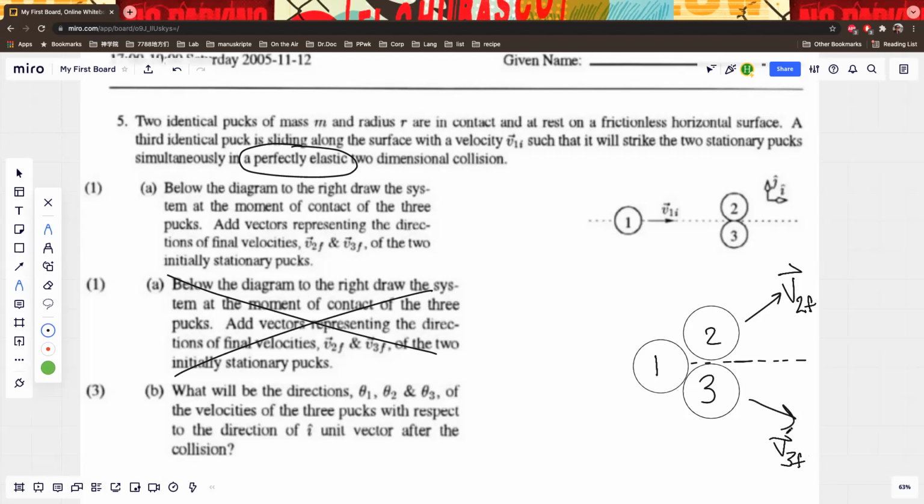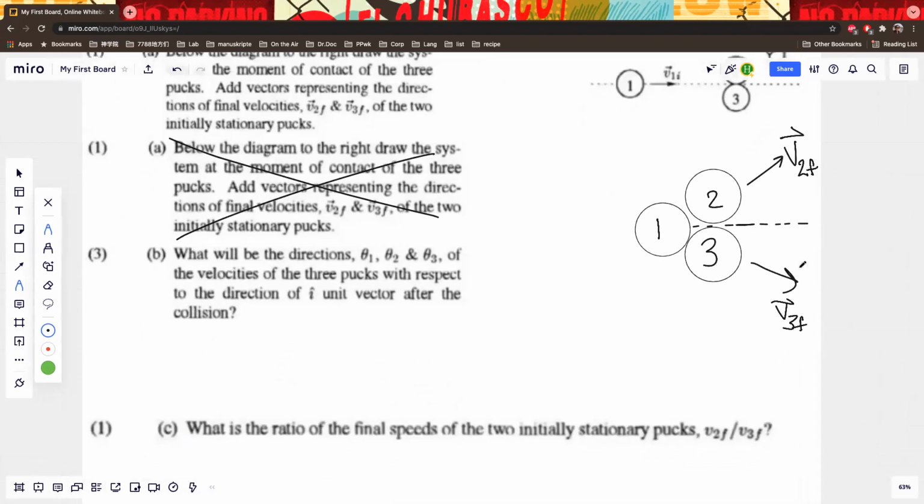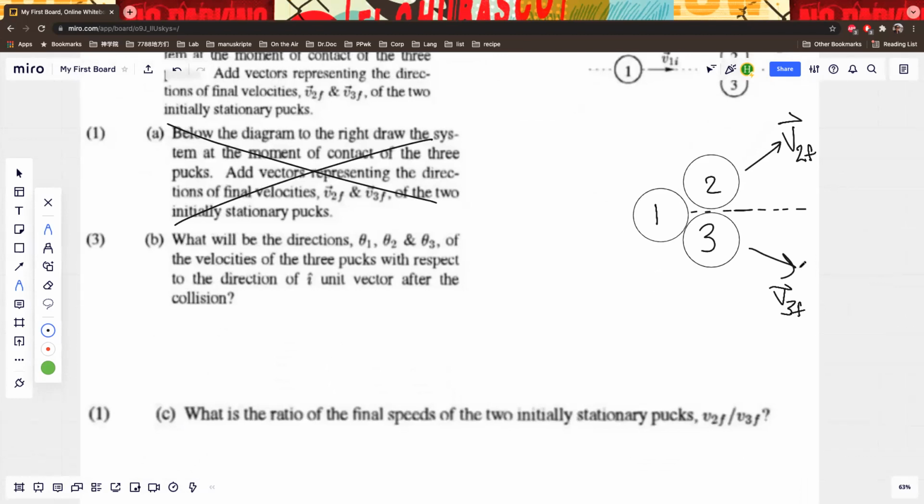Okay. So, I mean, who knows? They could also just go perfectly horizontal, right? But they told us it's a two-dimensional collision. So all we know is that there's going to be a vertical and horizontal component for each V2 and V3. I see. And now it's asking what will be the directions theta 1, theta 2, and theta 3 of the velocities of the three pucks with respect to the direction of the i hat unit vector after the collision.